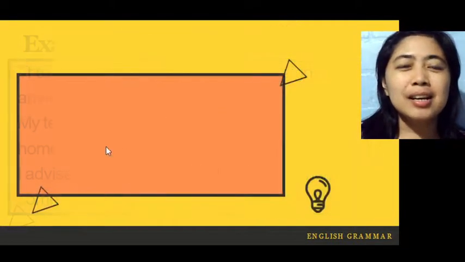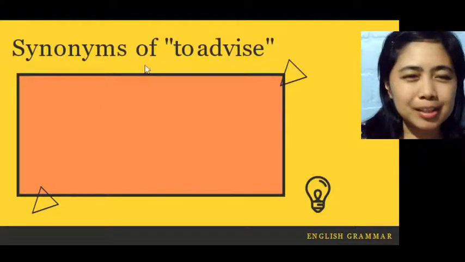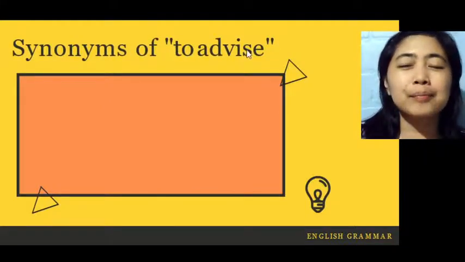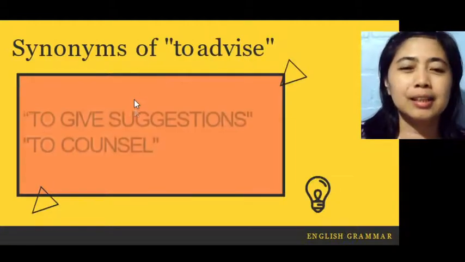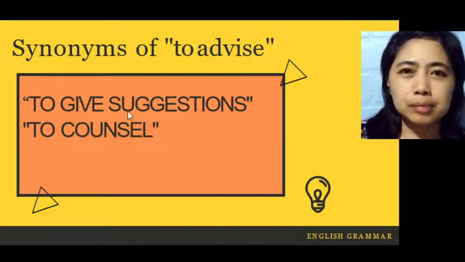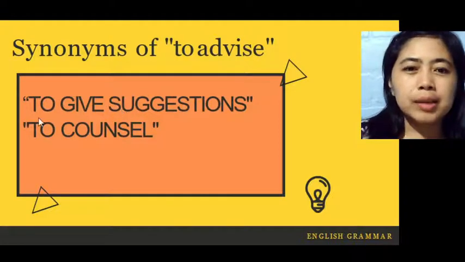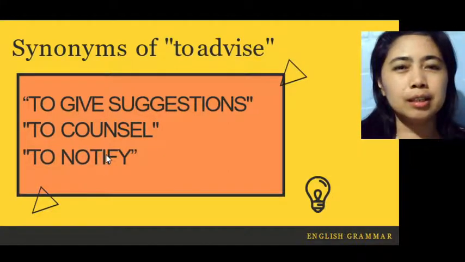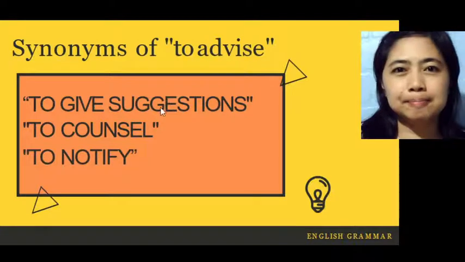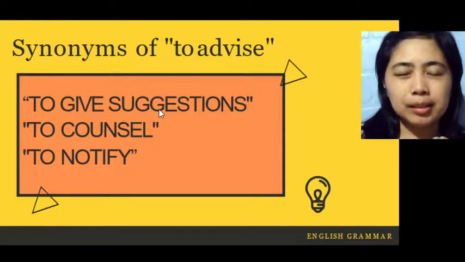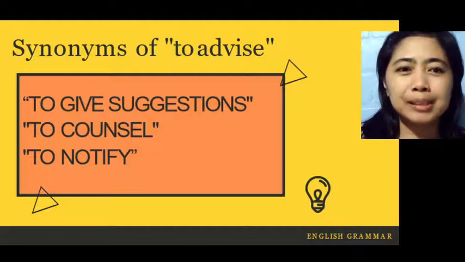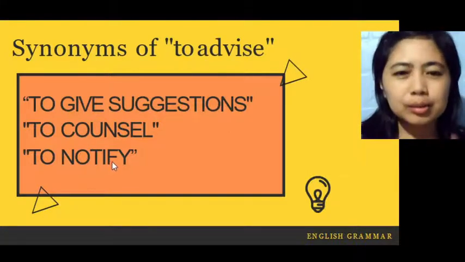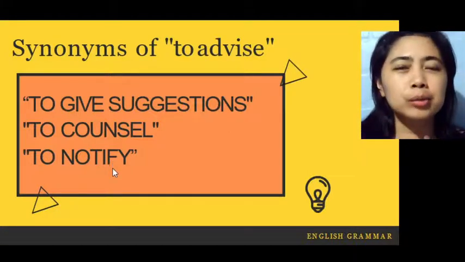Let's try to have the noun here. Before that, we do have more synonyms of the expression to advise. You can also use the suggested words or expressions: to give suggestions, to counsel, and to notify. These are the synonyms of to advise. I hope it would be clearer for you every time you try to make sentences. Does it mean to give a suggestion? Is it to counsel? Is it to notify? If I know the word to use, then I will have it with the S.